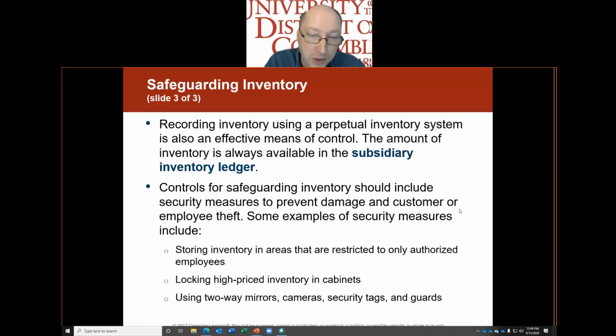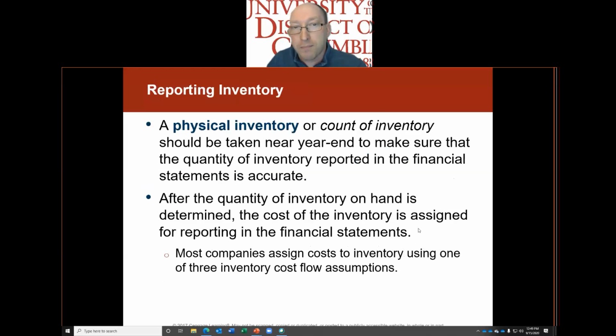You want to use things like security cameras, two-way mirrors, security tags, guards, you name it. There's a number of wonderful ways to protect your inventory.